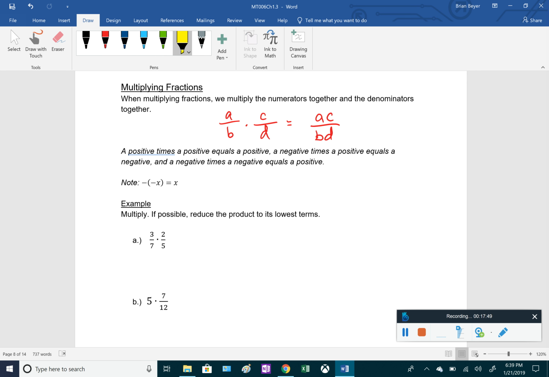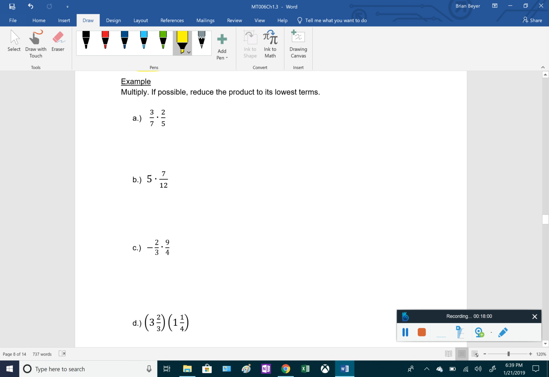And also note that if we have the negative of a negative number, that just makes it positive. Okay, so let's do several examples here. So, for example, let's multiply these and write them in the lowest terms if possible.